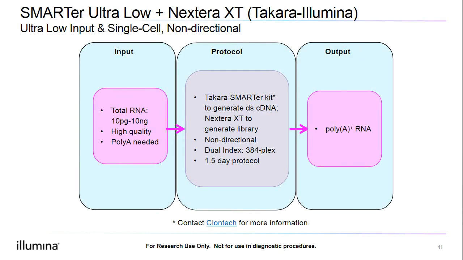You can use 10 picograms to 10 nanograms of high-quality total RNA with this workflow. 10 picograms is the typical amount of RNA that can be obtained from one cell, and this kit has been used for single-cell work. You will need 2 kits for this workflow: the Takara SMARTer Kit to generate double-stranded cDNA, and the Nextera XT kit for library preparation. Because we're using the Nextera XT workflow for library preparation, we can use the dual indexes from this kit to multiplex up to 384 samples. Keep in mind that this workflow is not stranded.